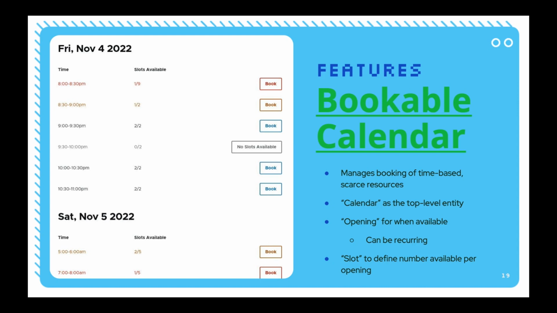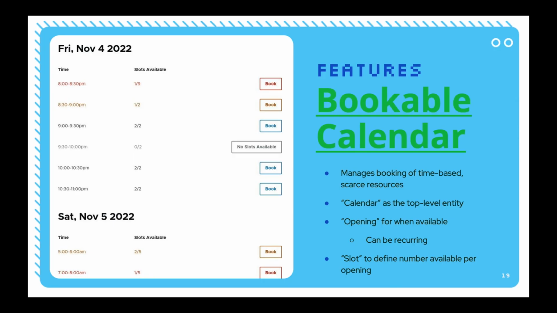So it has these different concepts like calendar as kind of the top level entity, or the thing that you're managing in terms of, again, having those scarce resources. Opening is where you define when there are those time slots that can be booked, and you can even set those as kind of recurring events. And then slot is sort of the thing that an individual person can reserve or register for.